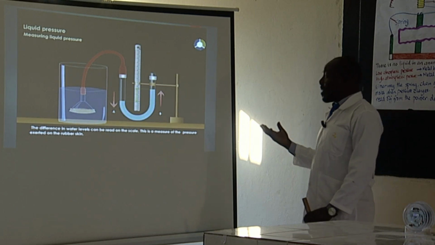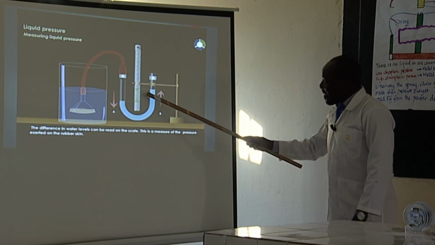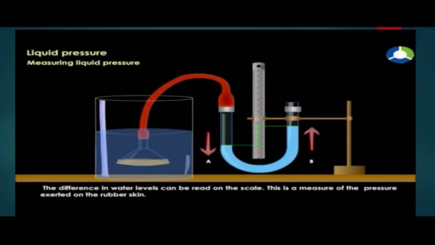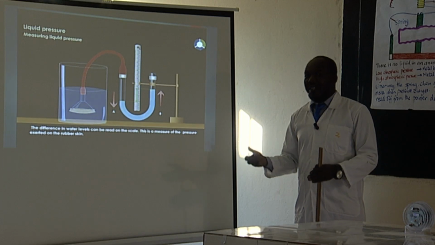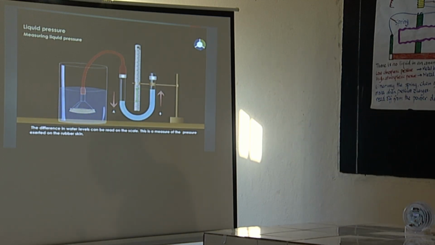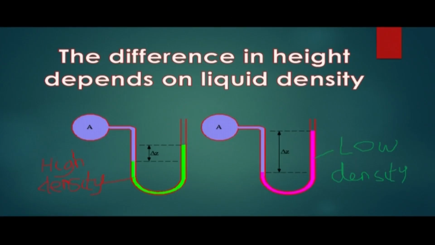And remember here, what are we interested in? We are interested in getting the difference between the levels of the liquids in limb A and limb B. If we get that, then that will give us the pressure difference. The height difference will give us the pressure difference, and we can use the pressure difference also to find the pressure of the liquid that was being measured by the manometer.